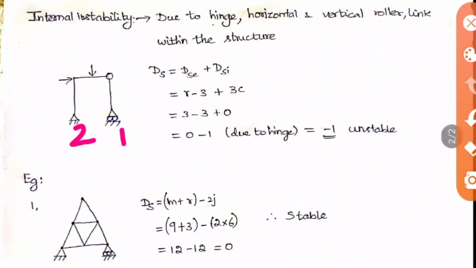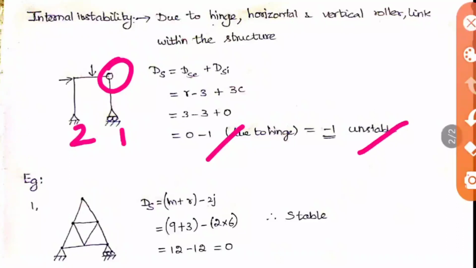The formula for a portal frame is DSE plus DSI, which is R minus 3 plus 3C. Here there is no closed loop, so C is 0. R minus 3 is 3 minus 3, so it is 0. If we stop here, the DS value is 0, so the structure is stable. But we are subtracting one value because of the internal hinge present there. It is connecting two sides, so the answer will be 1. So 0 minus 1 will give you minus 1.